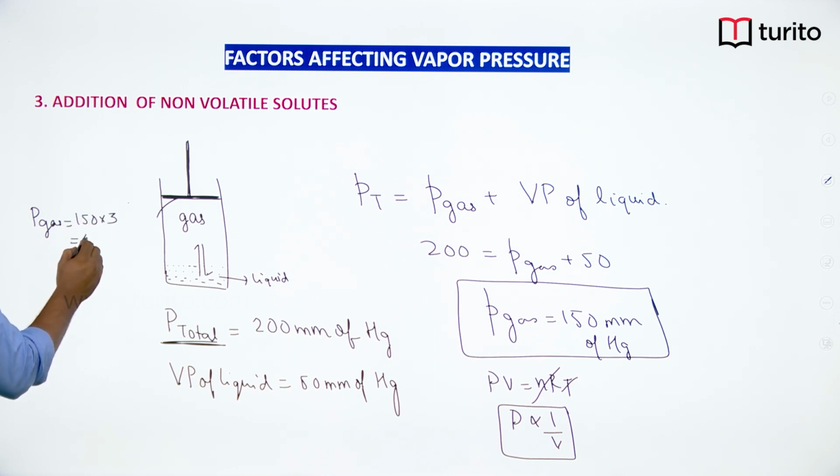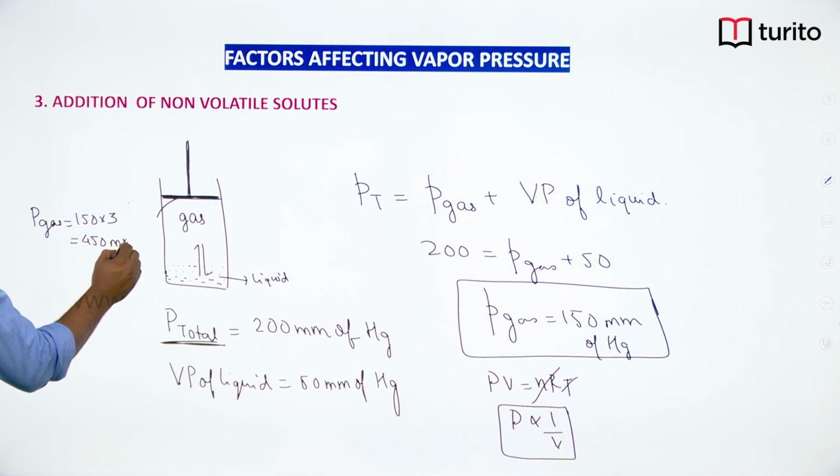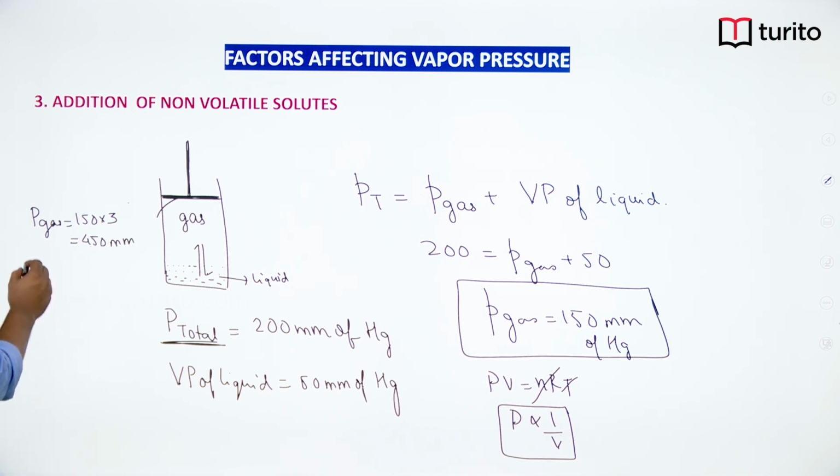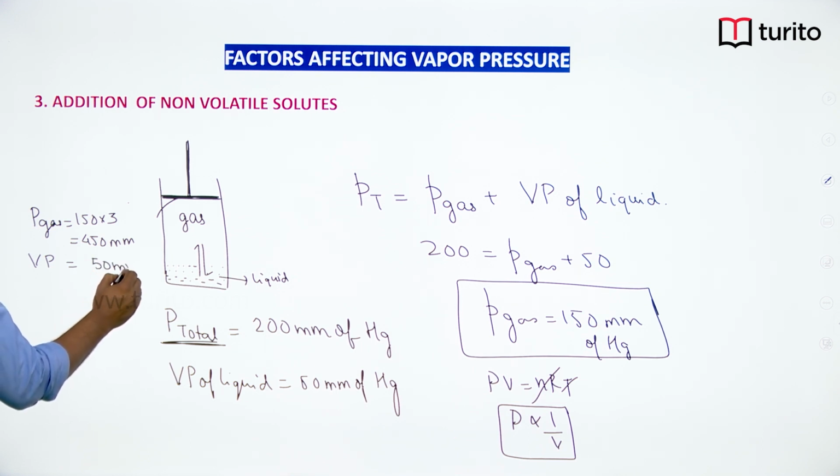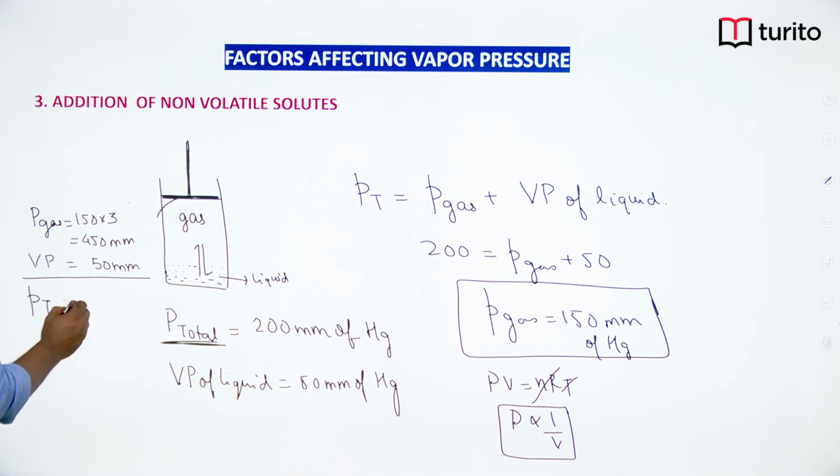So this would become 450 mm. But the vapor pressure would remain the same, 50 mm only, because it is independent of volume. So the total pressure exerted now would be 500 mm. So again, a very important and very conceptual question that can come over here.